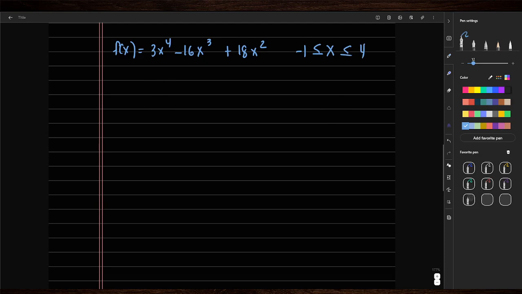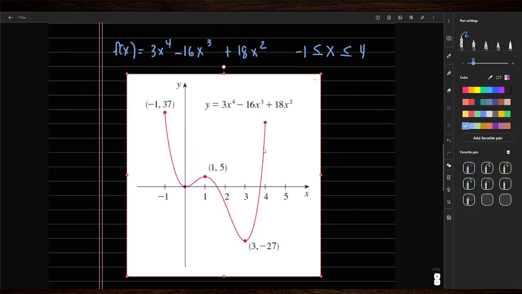So we could graph this one, no? Or let me just copy the graph of the book. Okay, so this is the graph of 3x to the power of 4 minus 16x cubed plus 18x squared, and we have a given interval of -1 to 4.